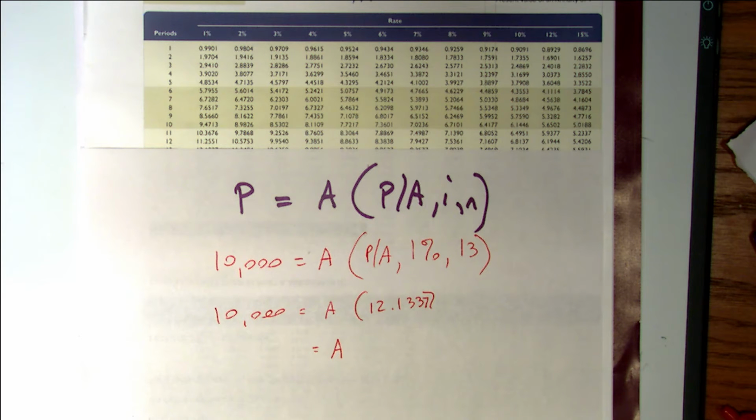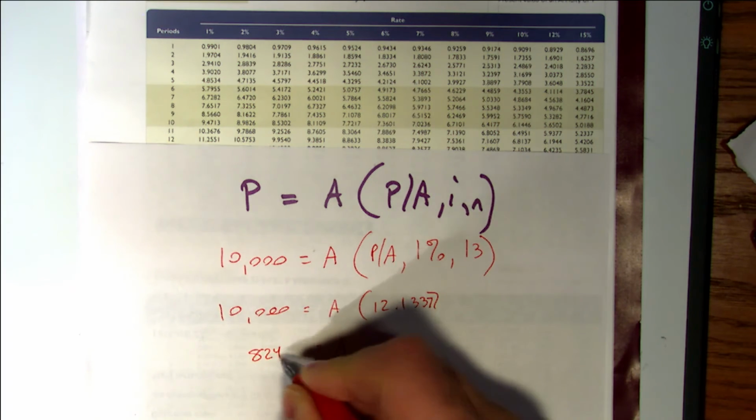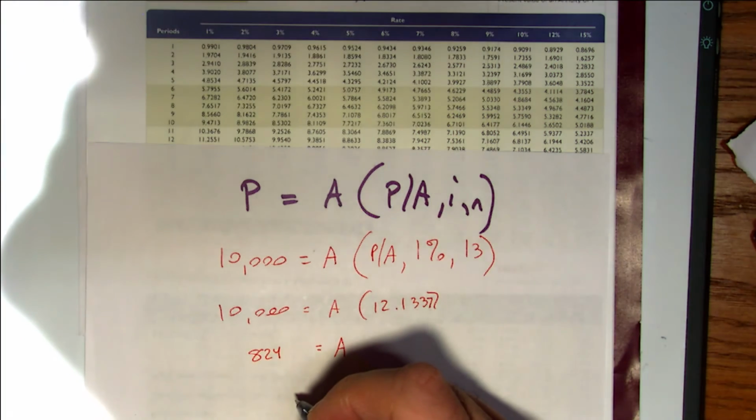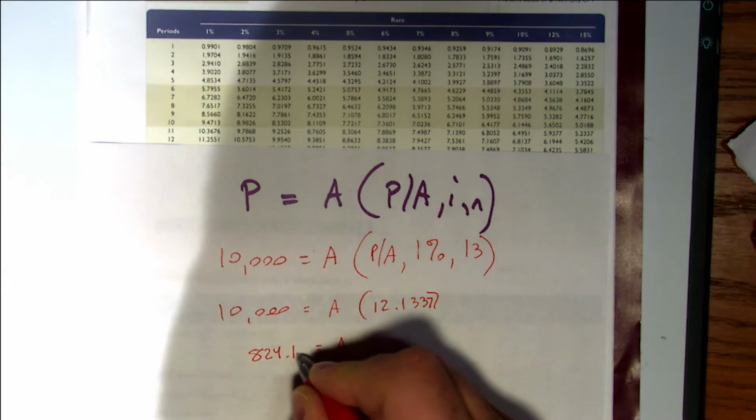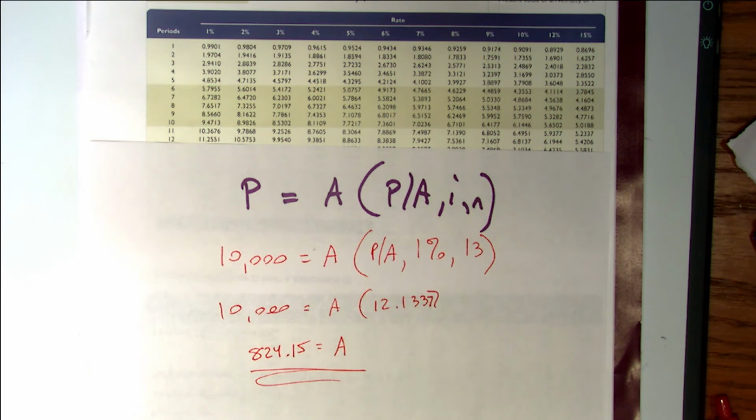And I believe that equals $824.15. Did anybody else get that? First of all, ask yourself, is that a reasonable amount? Yes, it is. Now, if you would have got a monthly payment of $63,000, that's not reasonable.